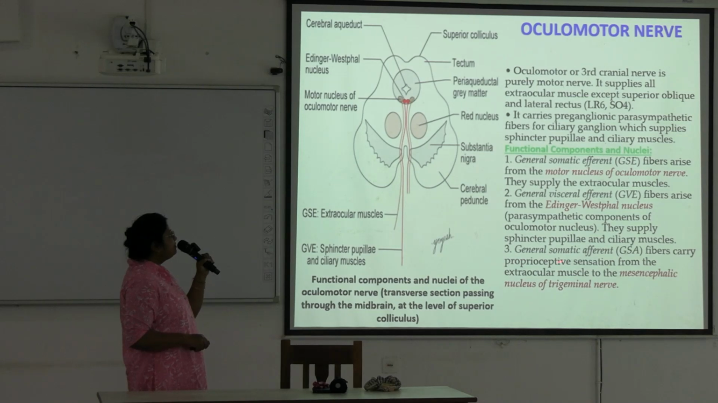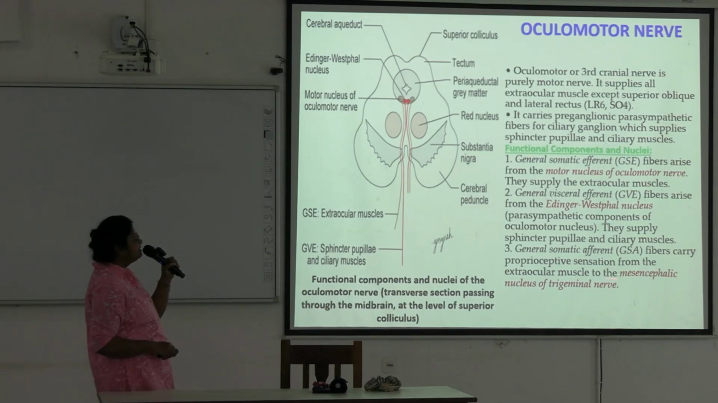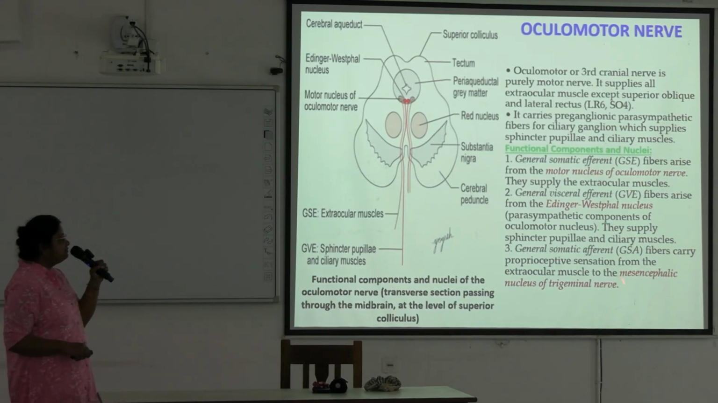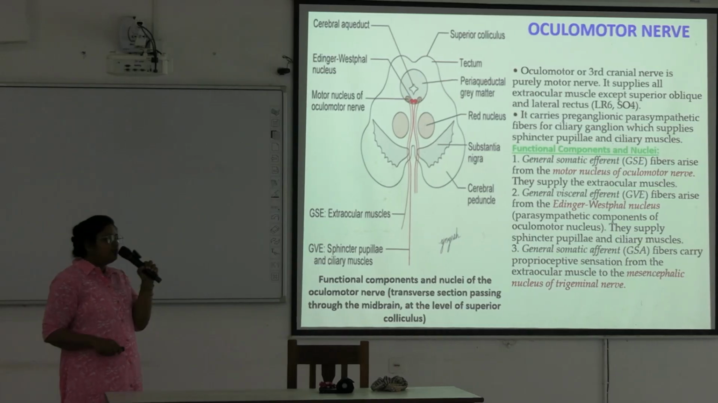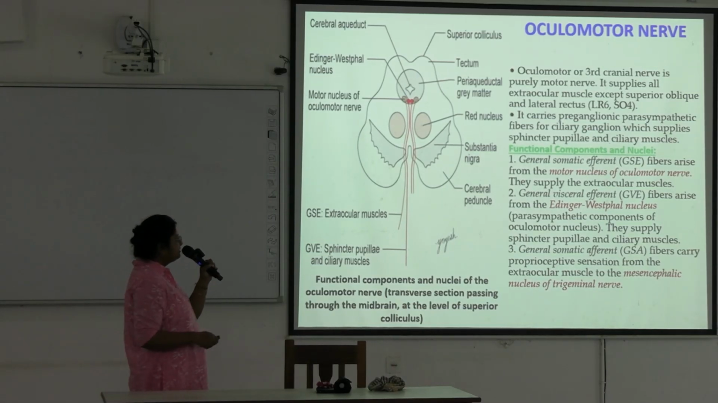Next is the general somatic afferent component. These fibers carry the proprioceptive sensation from the extraocular muscles to the mesencephalic nucleus of the trigeminal nerve. So these are the supply of these three components.